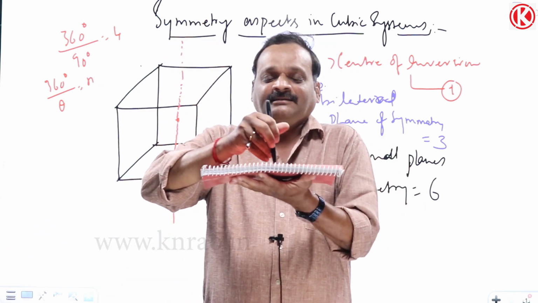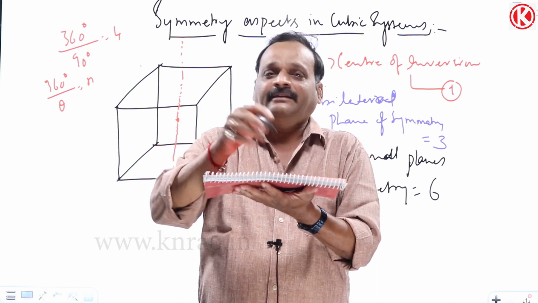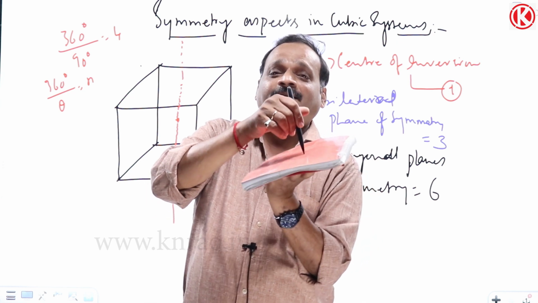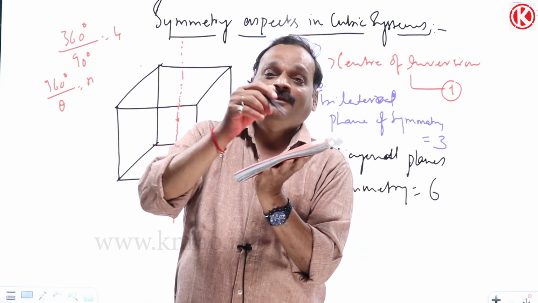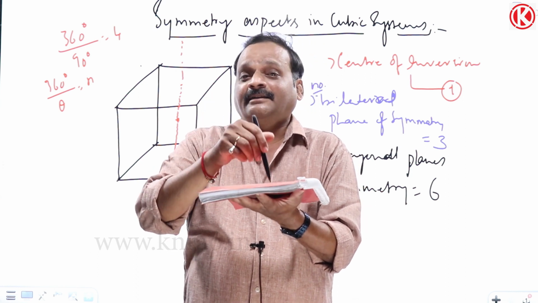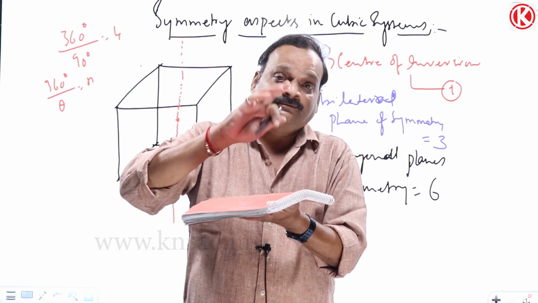Now, I rotated once through 90 degrees. You have not seen me rotating, so you will not understand that I have rotated. Again, I will rotate it through 90 degrees. The cube again appears the same as before. This time also, you will not realize that I have rotated. Now, totally I have rotated 2 times.